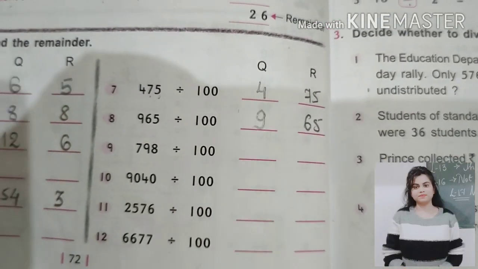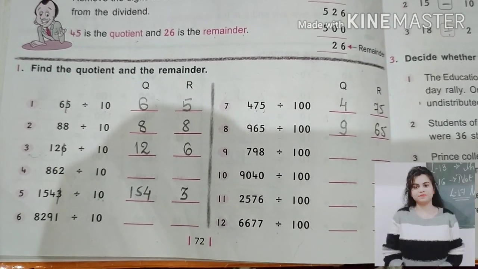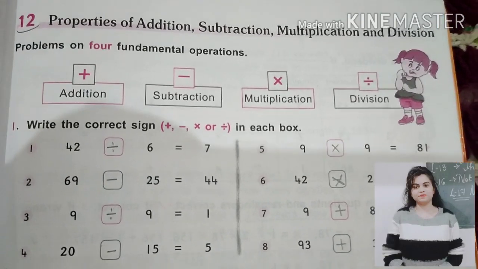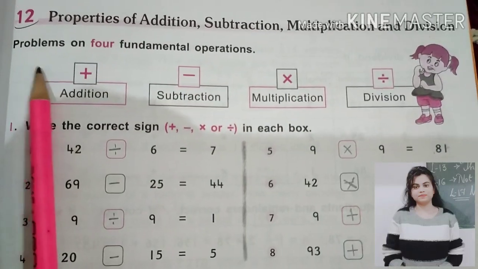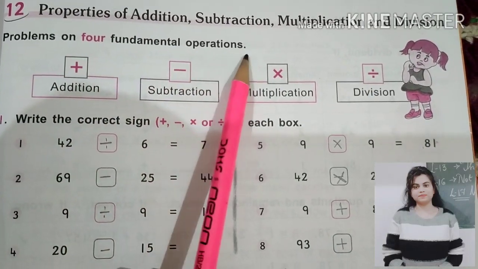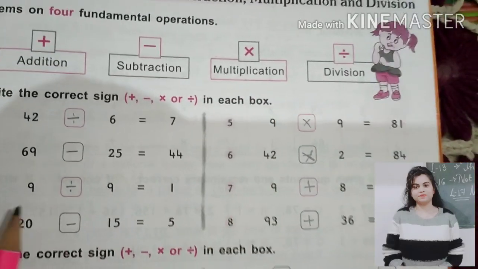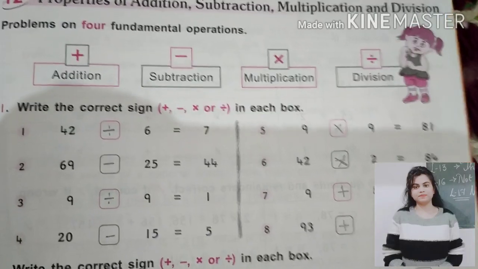So solve all the questions like this in your textbook as well as in your notebook. Next page, page number 73, you have properties of addition, subtraction, multiplication and division. Problems on 4 fundamental operations. Okay, addition, subtraction, multiplication and division. Now you have learnt all these 4 fundamental operations.